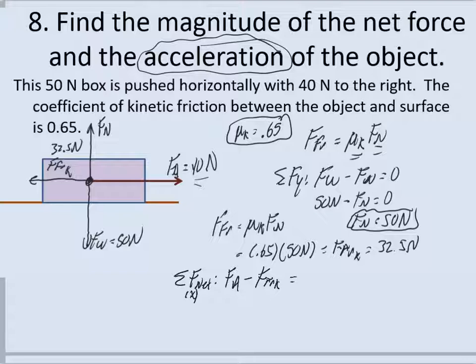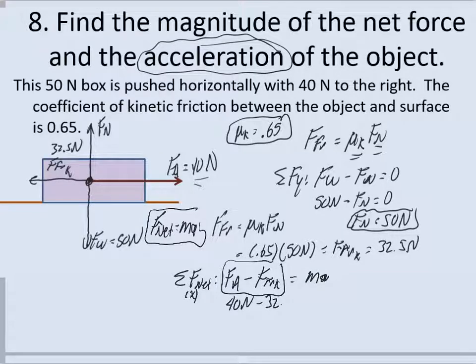Now, what is all that going to be equal to? Well, we know, again, from the second law, that the net force is equal to the mass times the acceleration. Here's the net force. And what is that equal to? It's equal to ma. So FA is 40 newtons. The friction force, I solved for that already, it's 32.5 newtons. M, I could solve for that if I wanted to.